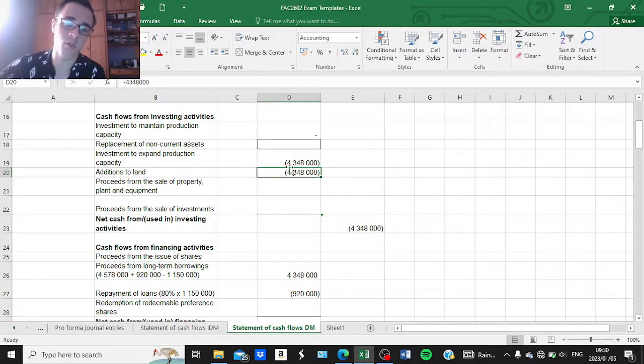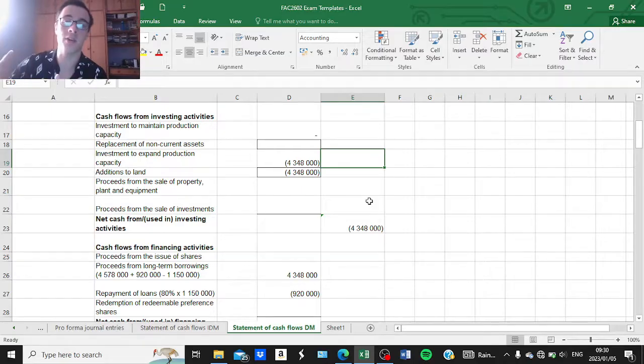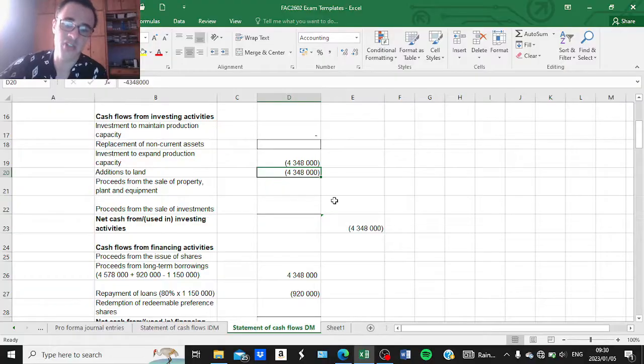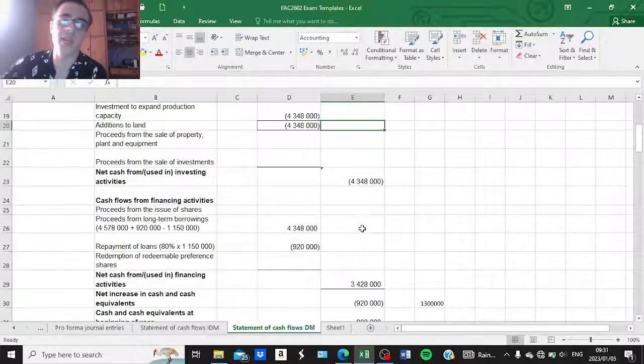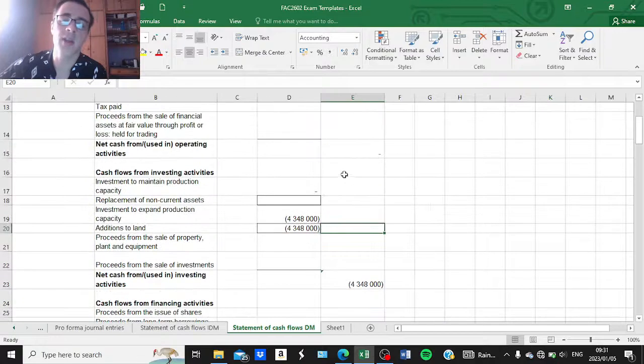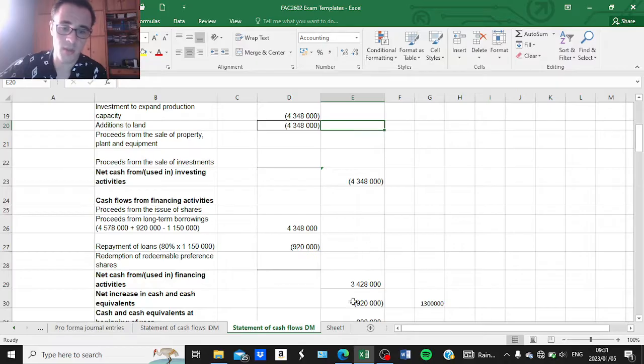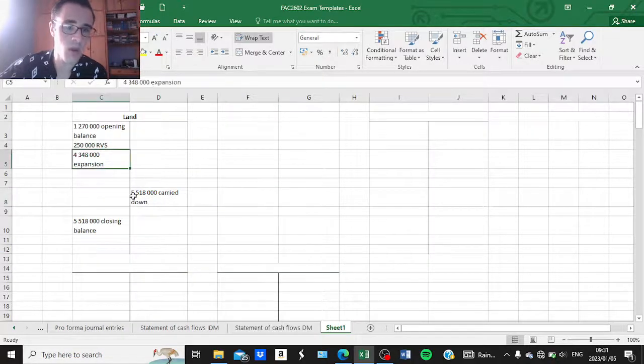And the value of that land was 4,348,000. And because that loan amount was used in order to acquire the land, we know that this represents an outflow of cash. So therefore, we show it as a negative amount. So even though these two amounts will cancel each other out in the statement of cash flows, you still need to show the amount in both sections. Okay, please remember that.